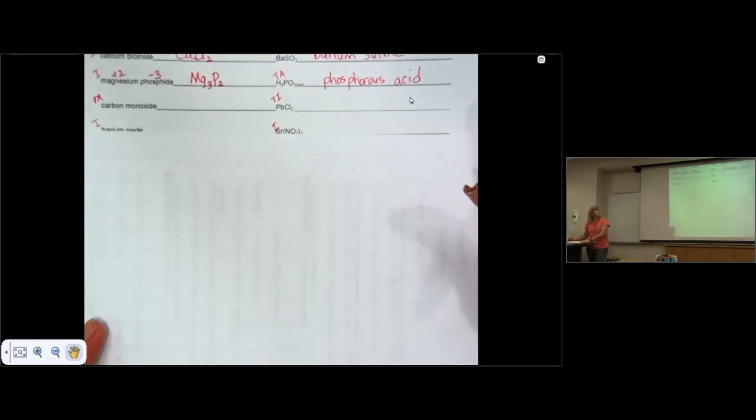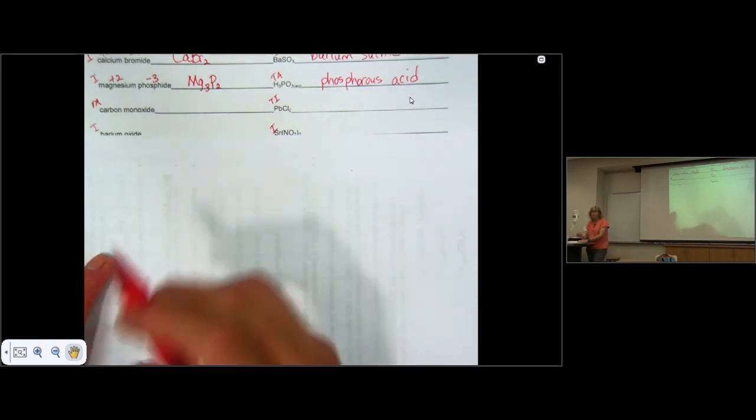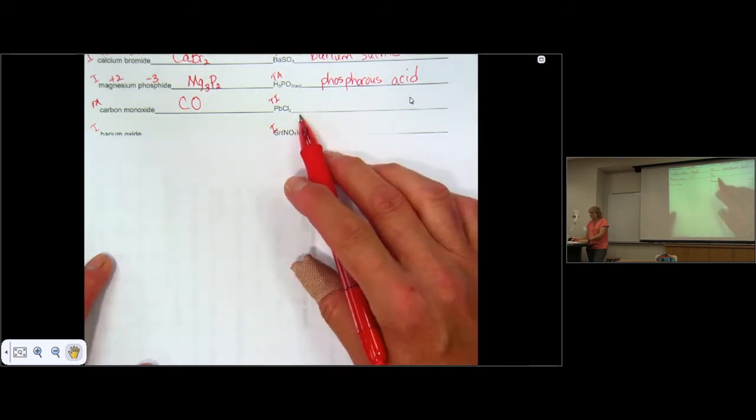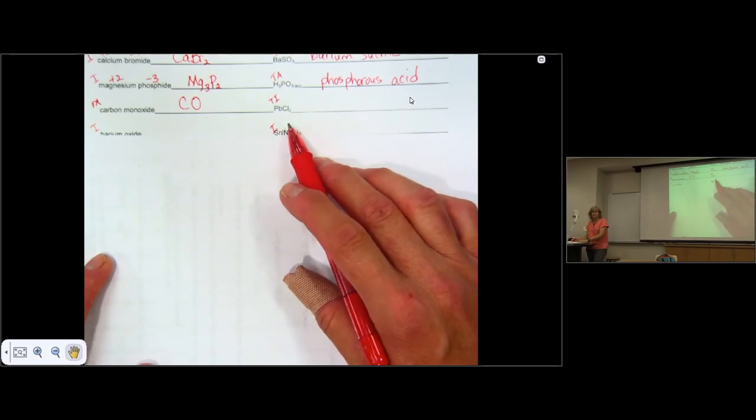All right, carbon monoxide. That's a molecular compound. You simply write the symbols by what they're telling you to do. CO. 1C, 1O. Yes? This is probably one of the harder kinds, right here. This is where students usually mess up. Why?